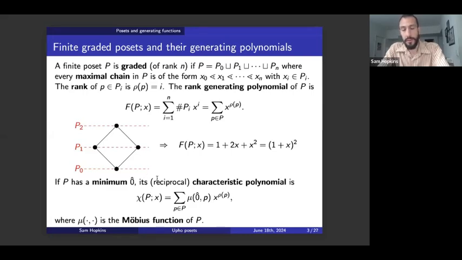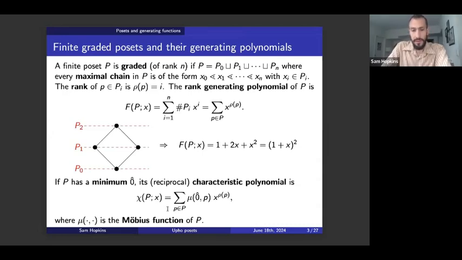associated to a finite graded poset is its characteristic polynomial, which is almost the same thing as the rank generating polynomial. We sum over all elements p in our poset, x to the rank of that element p, but we weight it by this Mobius function evaluation from the minimum element 0 hat to our given element p. And for the experts, you might notice that this definition of characteristic polynomial is slightly different from what you're used to. This is like the reciprocal polynomial of the usual definition. You'll see why I do that in a moment, hopefully.